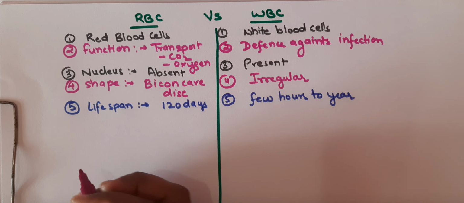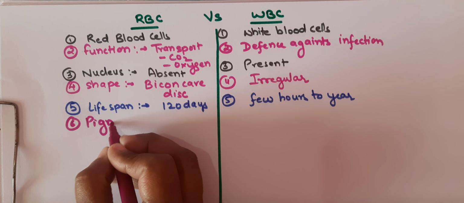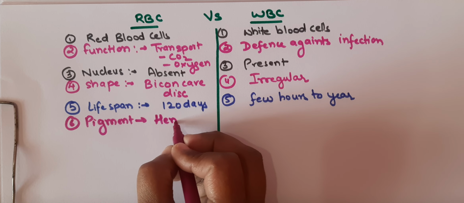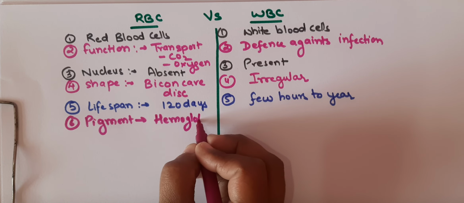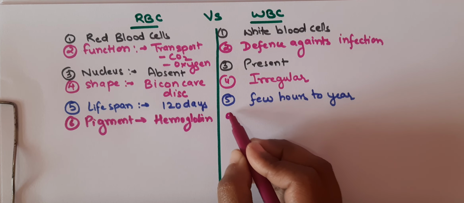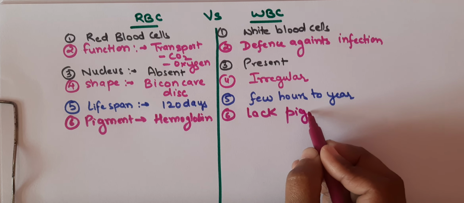Now, if we talk about the pigments, the red blood cell is red due to the presence of the pigment, that is hemoglobin. However, the white blood cell is lacking the pigment. So this is the next difference between the two.